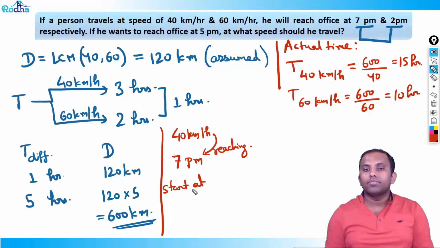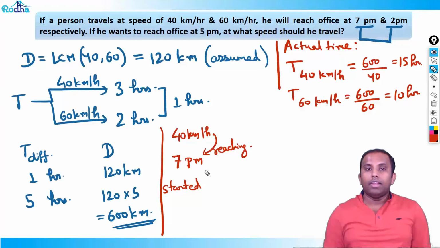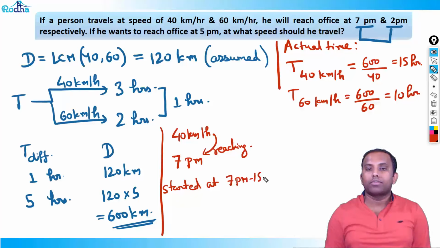When did he start? At 40 kilometer per hour, he takes 15 hours to reach the office, and he reaches at 7 p.m. So when did he start? 7 p.m. minus 15 hours. That is 7 p.m. minus 12 hours, 7 a.m., minus 3 hours, 4 a.m. So he started at 4 a.m.